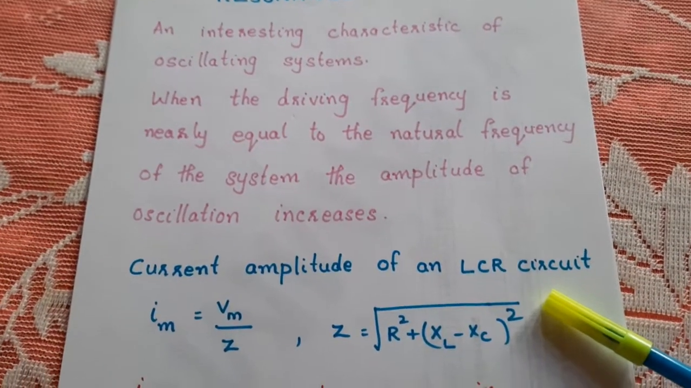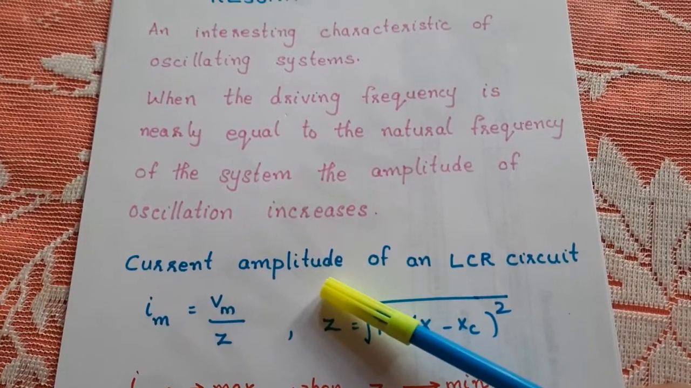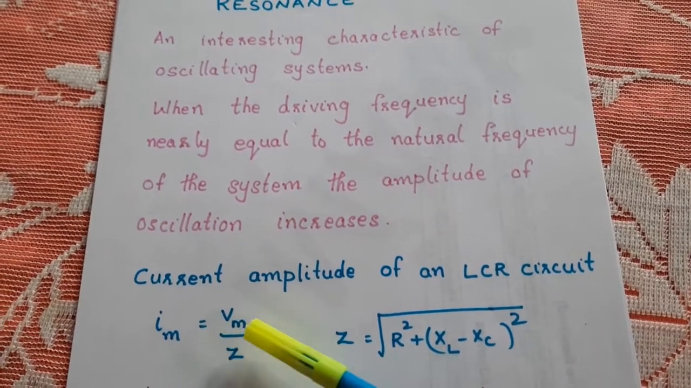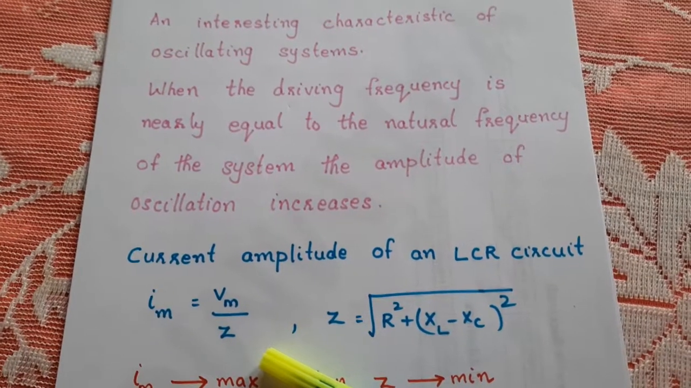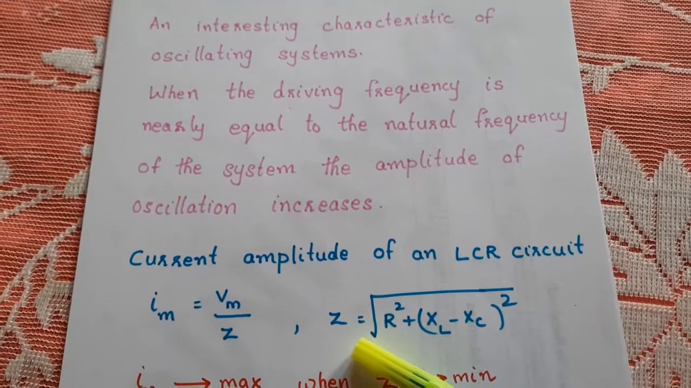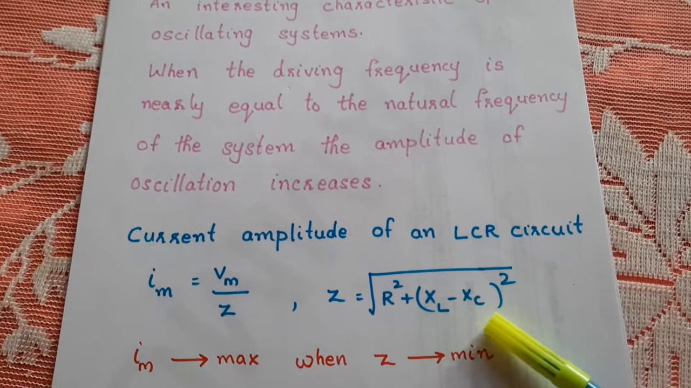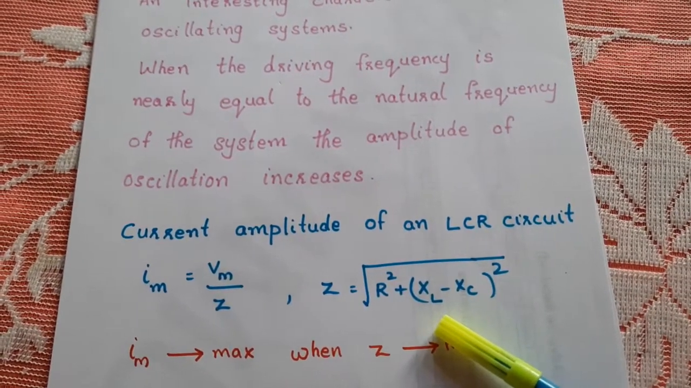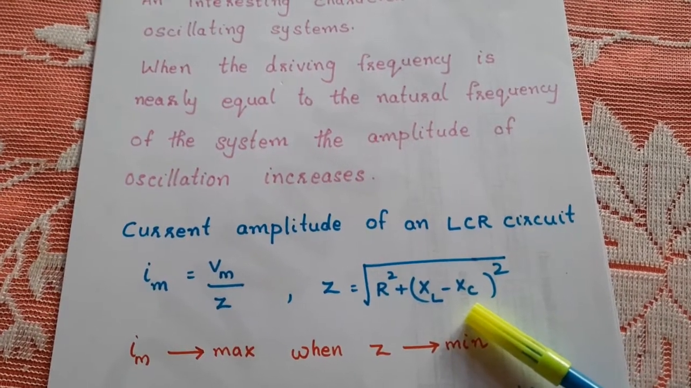In an LCR series circuit, the current amplitude is given by Im = Vm / Z, where impedance Z = √(R² + (XL − XC)²), where XL is the inductive reactance and XC is the capacitive reactance.